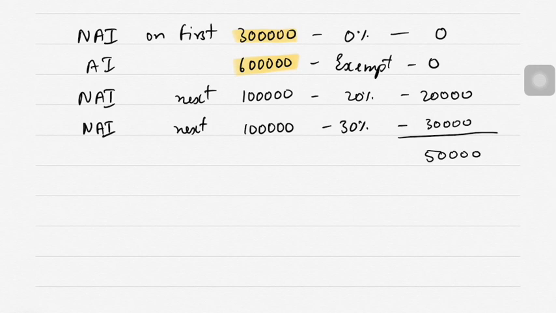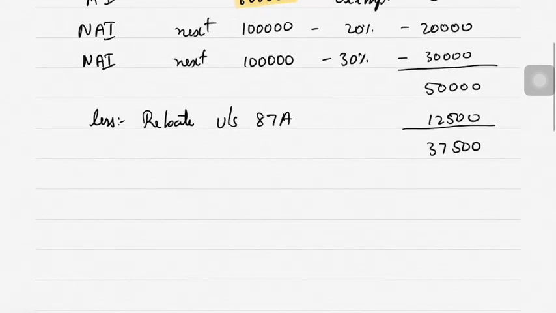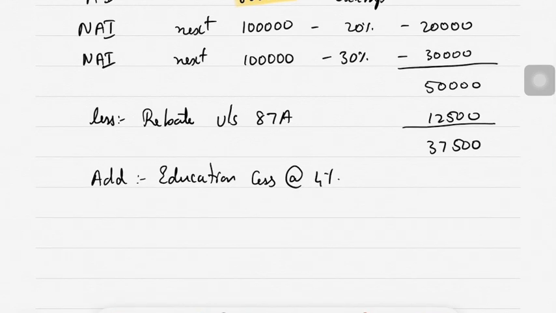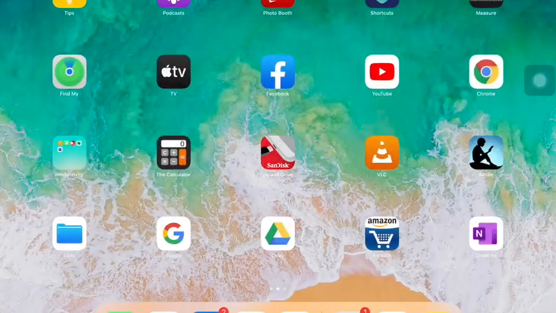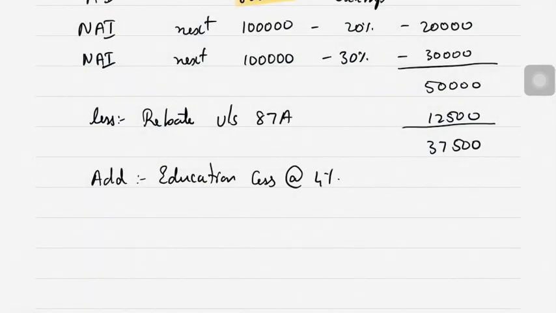As non-agricultural income does not exceed 5 lakh, you are eligible for rebate. So less rebate under section 87A of 12,500. So 50,000 minus 12,500 comes to 37,500. Correct? Add education cess at the rate 4%. So 37,500 into 4% comes to 1,500. Which makes it 39,000. So tax liability of the assessee comes to 39,000.